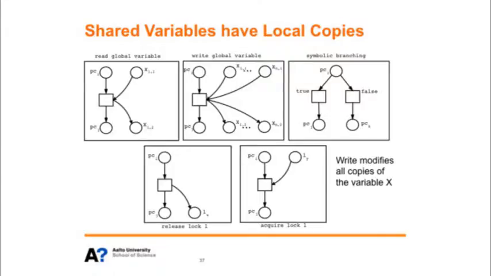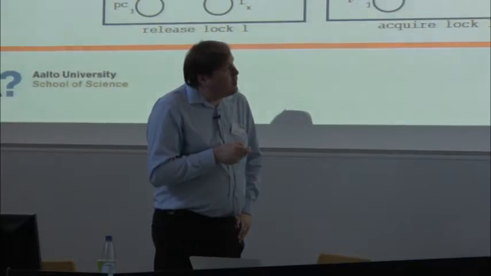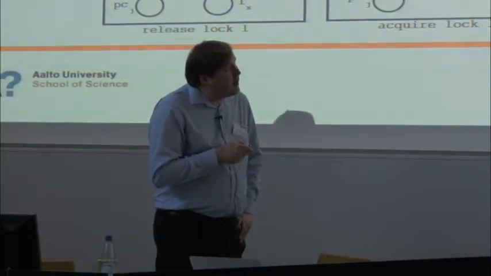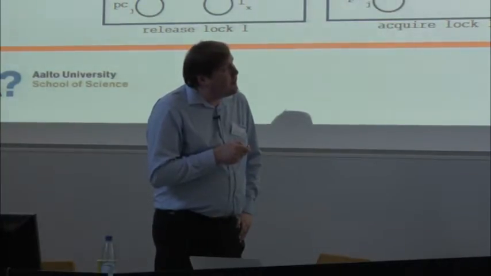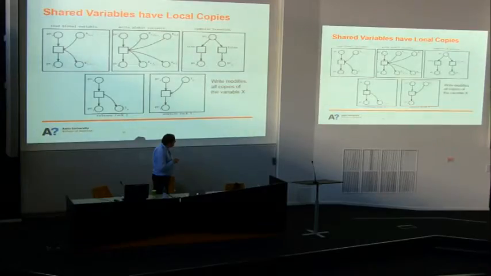So here's another slide showing the same thing. Basically, we'll have this local copy of each shared variable. So in here we have shared variable x, and it will have n copies. So let's say if we have 4 threads, there will be 4 places in here. And if it's reading the global variable in thread 1, then it's just going to grab the thread 1 version of it.